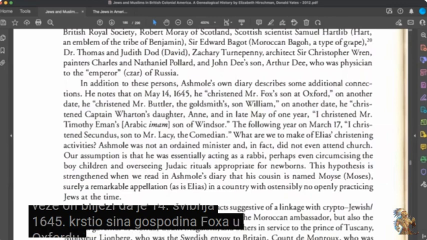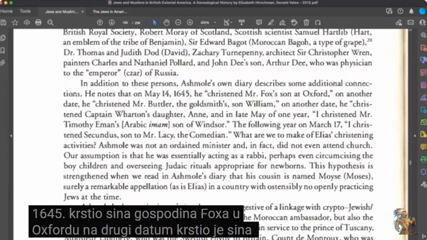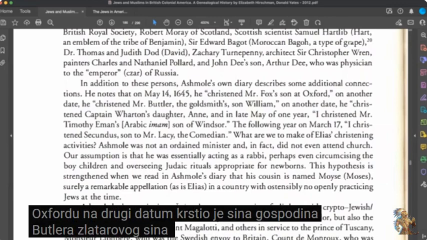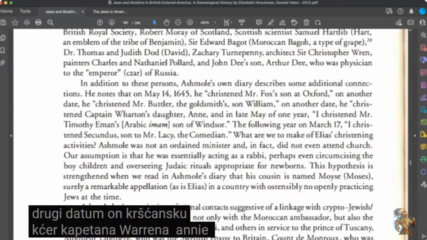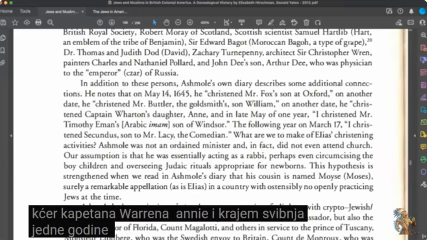Fox's son at Oxford. On another date, he christened Mr. Butler's, the goldsmith's son, William. On another date, he christened Captain Wharton's daughter, Annie. And in late May of one year, I christened Mr.